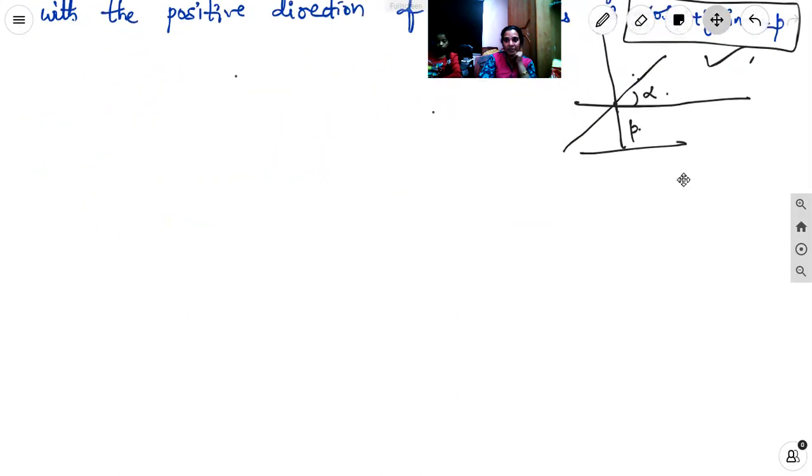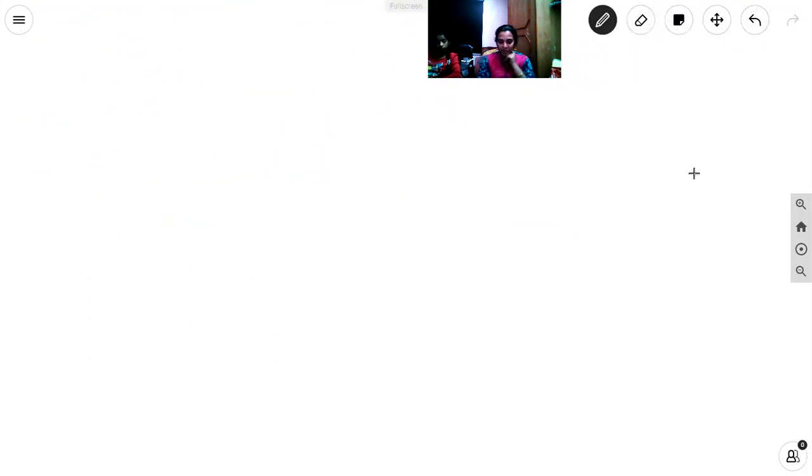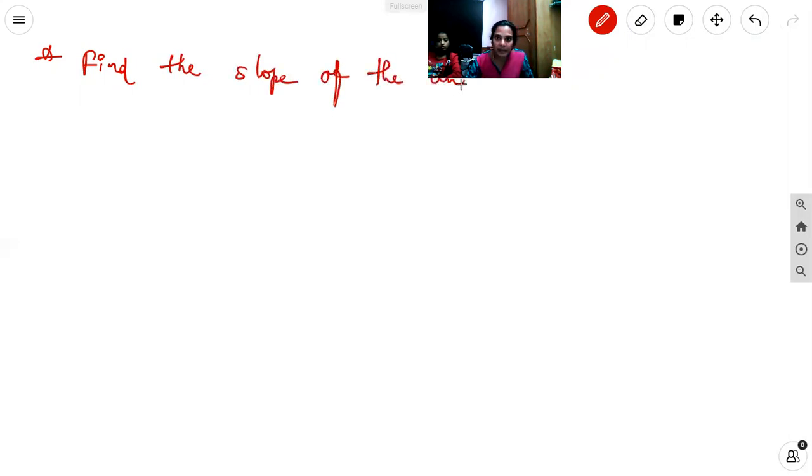Now we are going to discuss the problems on how to find out the slopes and the remaining topics. Here, first let us take: find the slope of the line passing through the points. First problem.